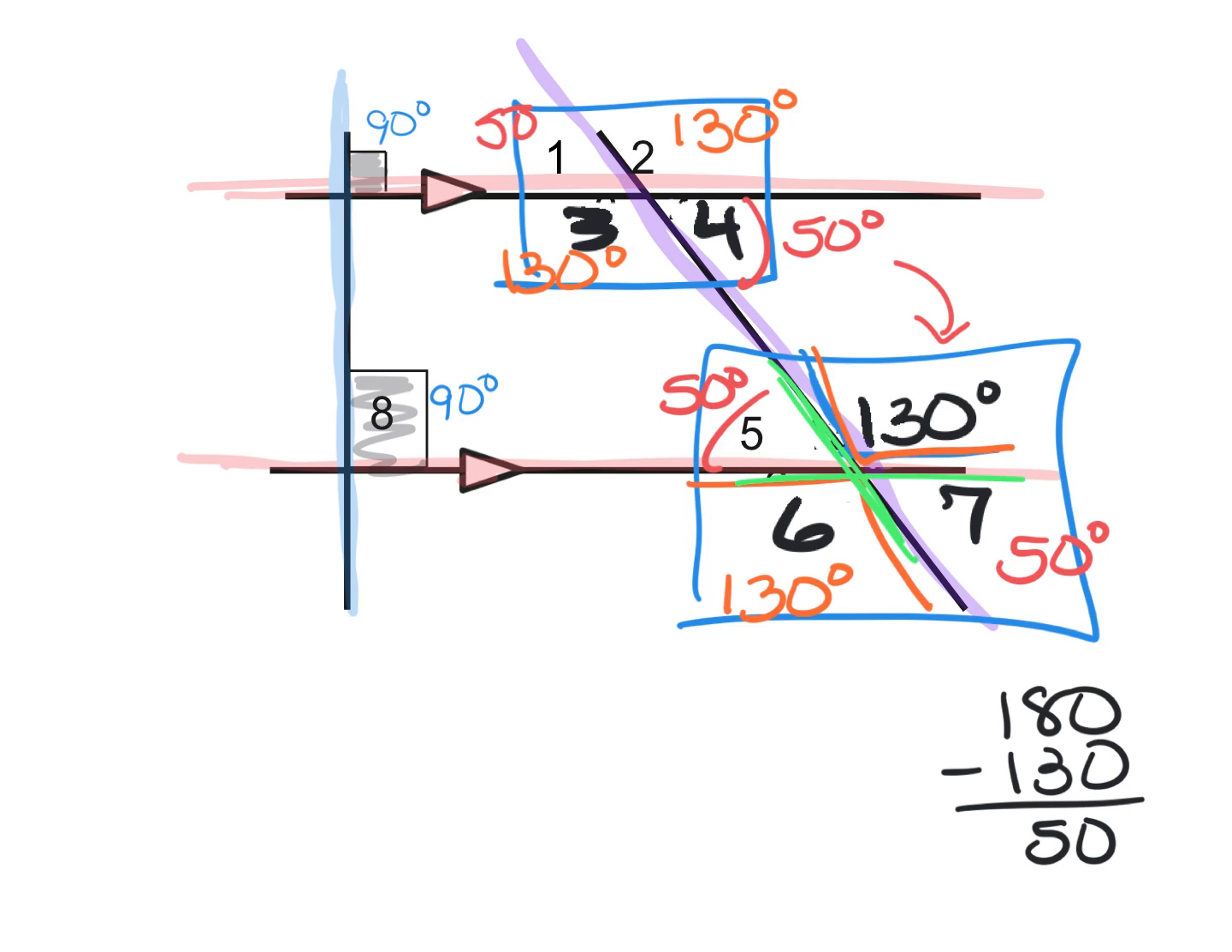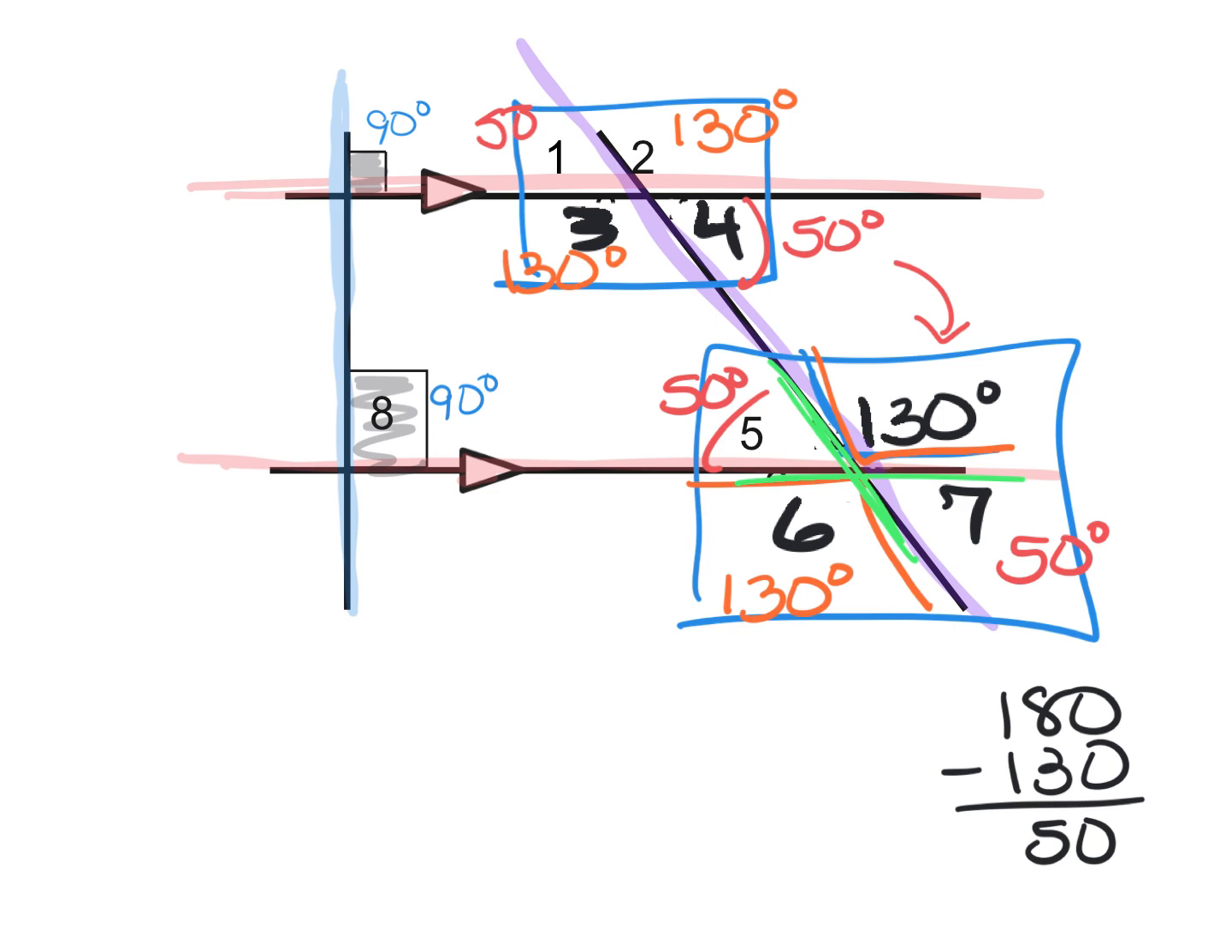So 1 and 7 would be alternate exterior, 2 and 6 like we saw. Then the alternate interior would be the 3 with the 130, or the 5 and the 4. And then the corresponding could be 1 and 5, or 3 and 6, or 2 and the 130, or 4 and 7. And then you also have the consecutive interior, which will be the supplements, 3 and 5 together, and then the 4 and the 130. So we're using our knowledge of the special pairs and vertical and linear pair.